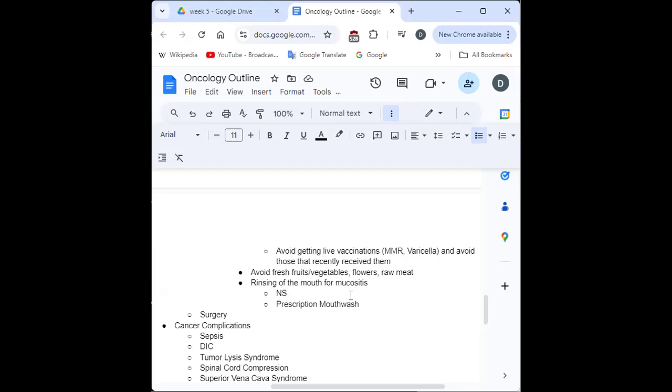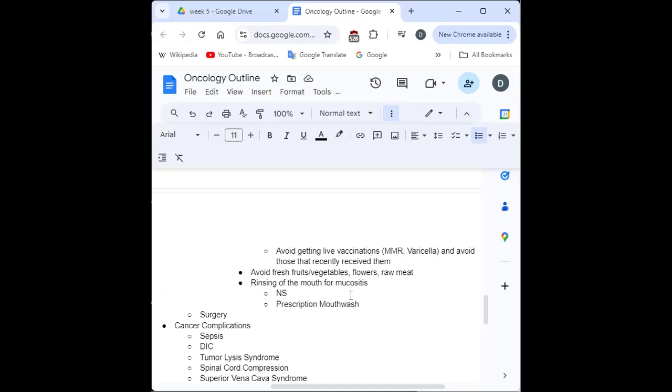Yeah, so a CNA actually can do the mouth rinsing with normal saline, but what about the mouthwash? Yeah, so with the prescription mouthwash, at least when I had the patient, it showed up either way, but it'll show up in the order. So for me, it was an order. I had to scan the mouthwash, and obviously the CNA doesn't have the ability to give medication, so it is technically a medication with the mouthwash, but they can do the normal saline.